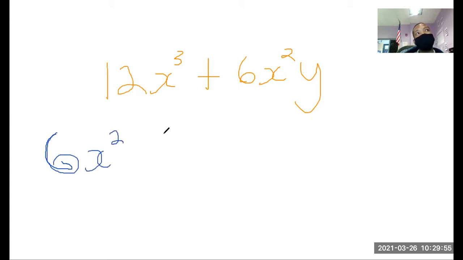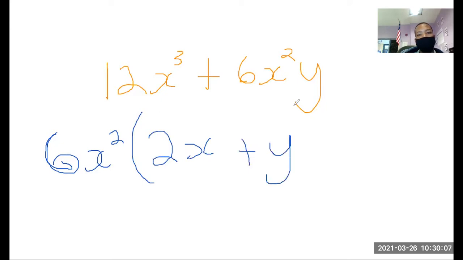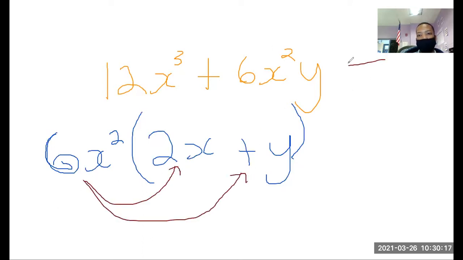So 6x squared. Then you do your open parentheses, and you would get 2x plus y. Do you realize if you do the distributive property for this, it gives you back this? So we want to get out the greatest common factor, and then whatever is left, we put it in the parentheses.